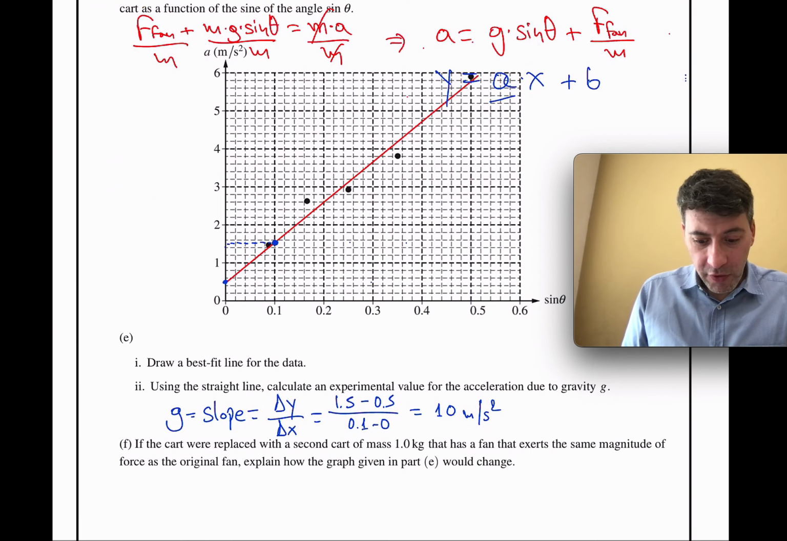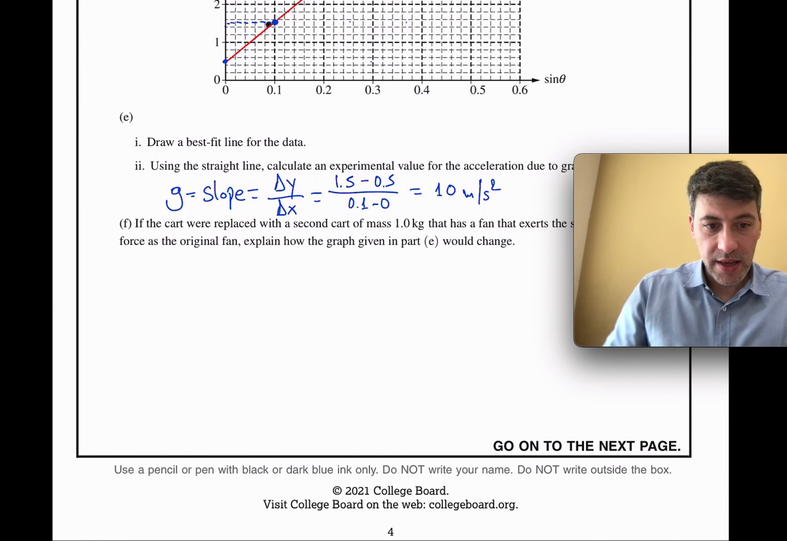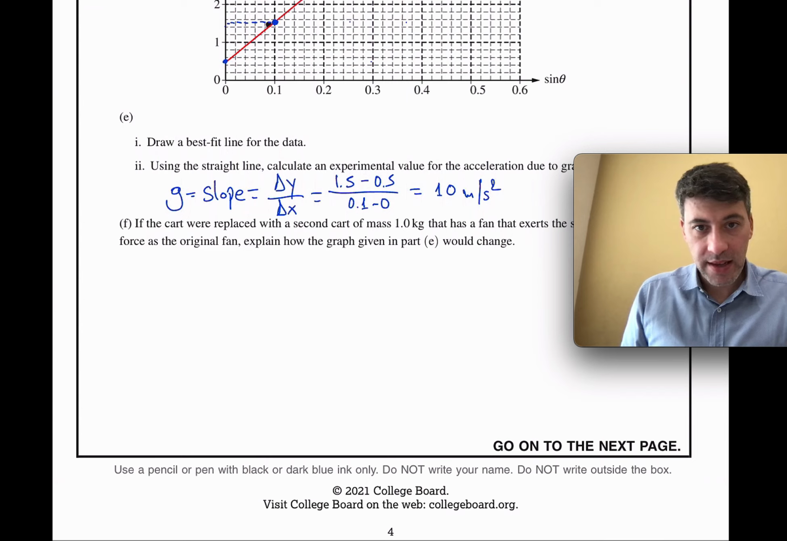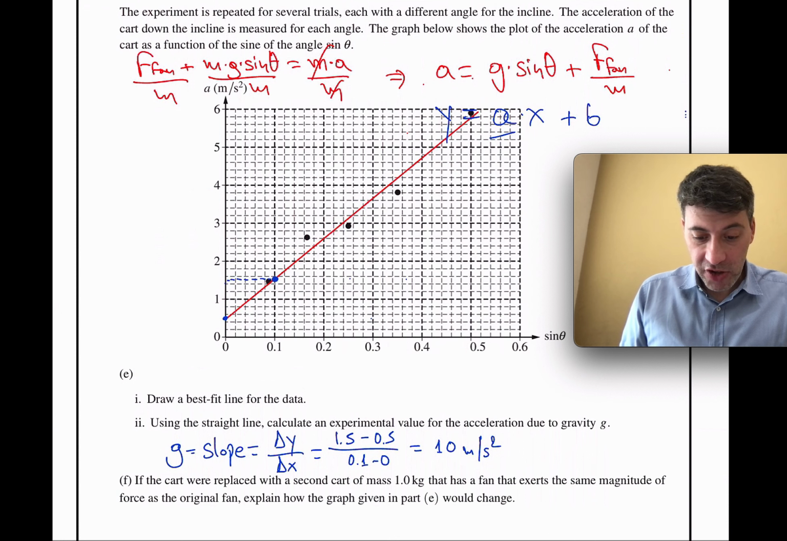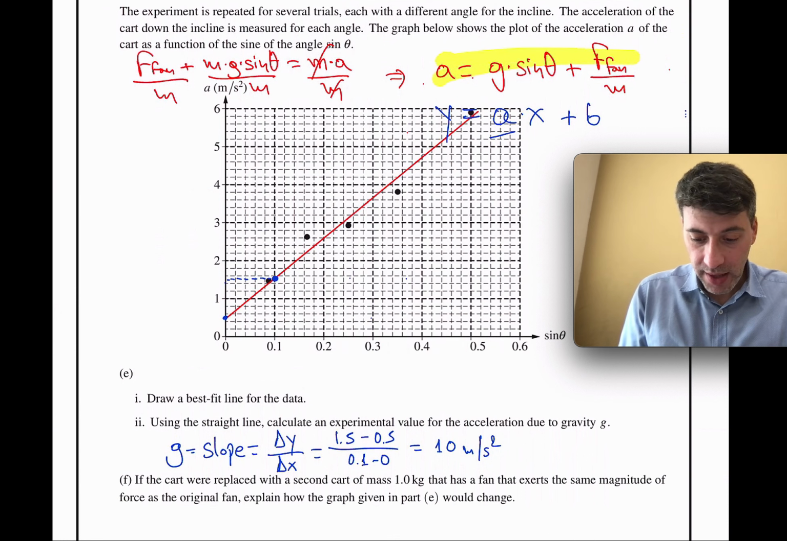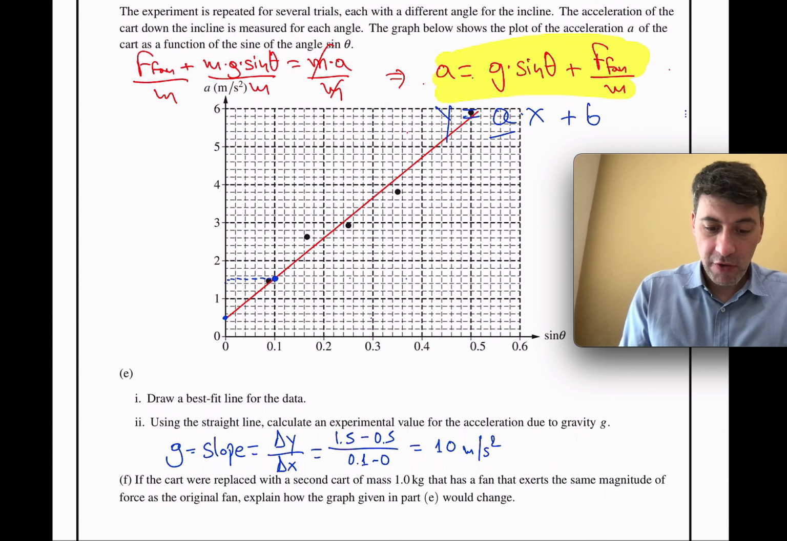And finally, for part F, I think this is the last part of this question, we replace the cart with a mass of 1 kg, and we need to find if and how the graph would change. Now, the equation has this form, and the value of the mass is in the last term, the factor b. If we remember from math, the value of b represents the y-intercept. So the y-intercept in this graph is 0.5.